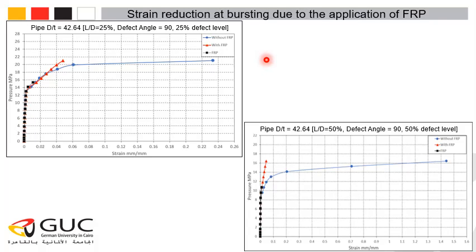There is also a significant strain reduction due to the application of FRP. It's around 80% strain reduction. This red curve is a pipe with FRP, while the blue one is the pipe without FRP. So there is a significant strain reduction regardless of the defect size.